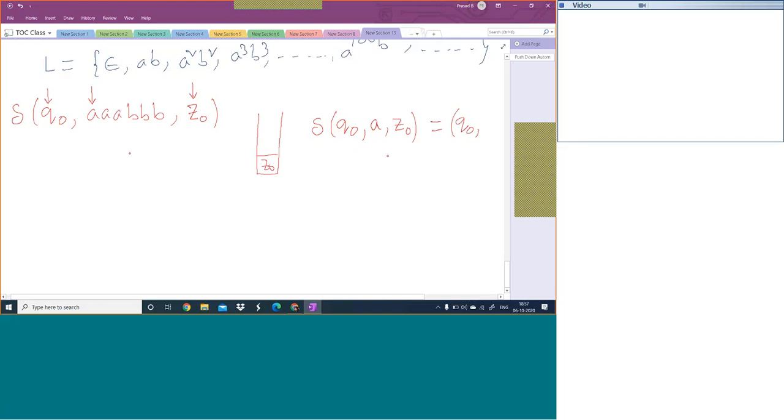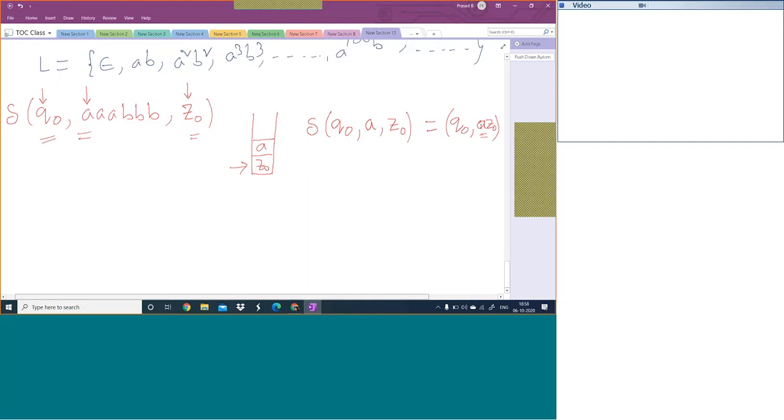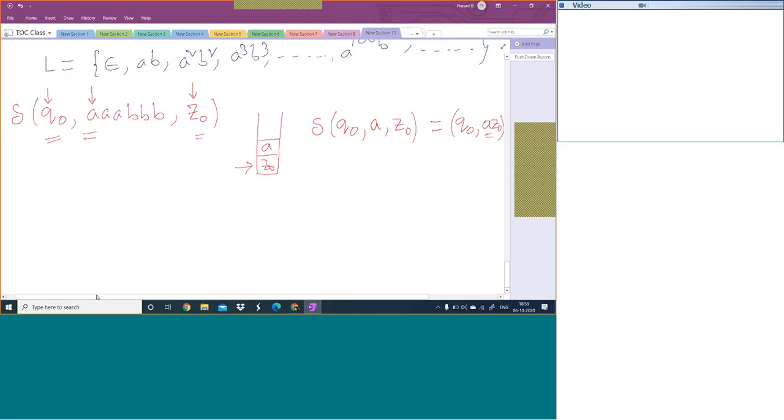So what is the logic? As per the logic, when Q0, A and Z0, you have to push this A into the stack. For this reason, I am writing A Z0. Means here Z0 will be as it is. You keep the Z0 as it is, and on top of it you push the A. That is the meaning of this move. So Q0, A, Z0 means the state will be Q0 and on top of Z0 we will push A. So we have pushed the A into the stack with the first move. So what happens after this?